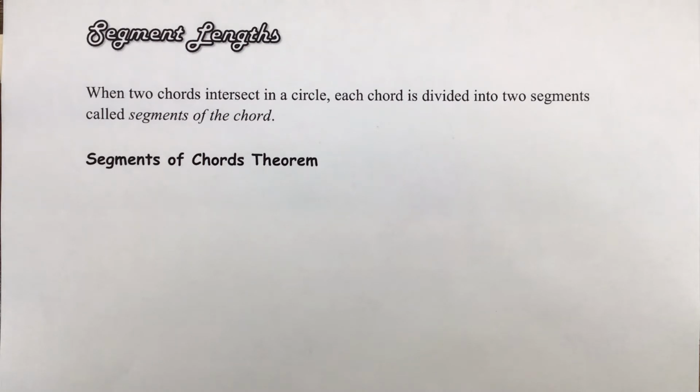The first is going to be called the segments of a chord theorem. When two chords intersect in a circle, each chord is divided into two segments called segments of a chord. Let's go ahead and take a look at that picture.